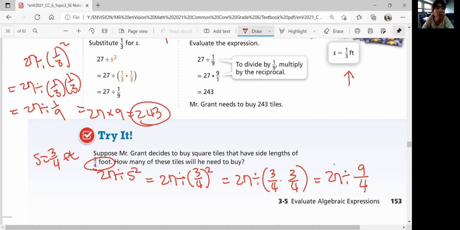9/4. Can you make that into a multiplication? Yes, 27 multiplied by, what's the reciprocal of 9/4? Flip your numerator and denominator and you get 4/9. Simplifying 27 and 9, you can divide both of them by 9 to get 3 and 1. 3 times 4 is 12 over 1 is just 12. So how many tiles does he need to buy? 12 tiles. Okay.